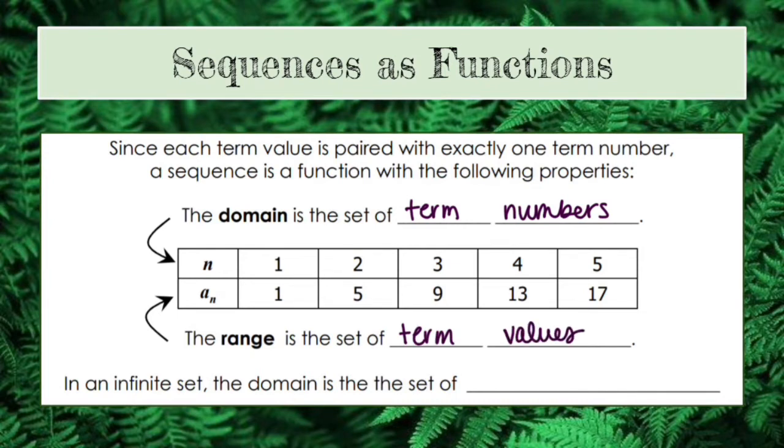And in an infinite set, the domain is the set of natural numbers. Now, as a reminder, those are the numbers that you would naturally teach a toddler to say. So this is 1, 2, 3, 4, 5, etc. Counting numbers. So anytime you have to come up with the n value up here, like which term, you're always going to have the first term, the second term, third term, fourth term. So that's what your n values will be.